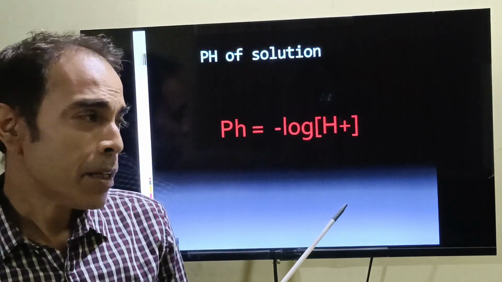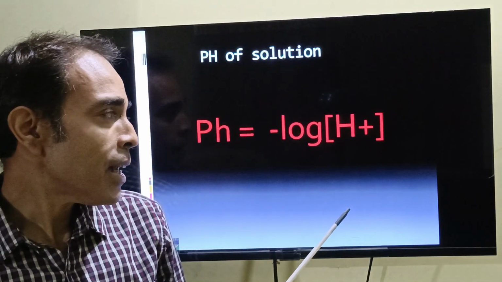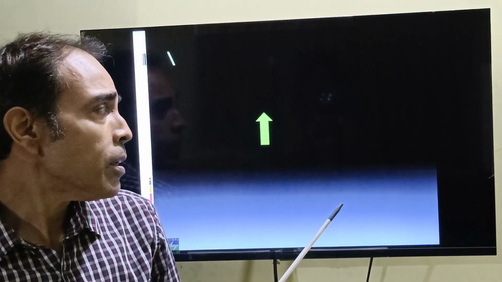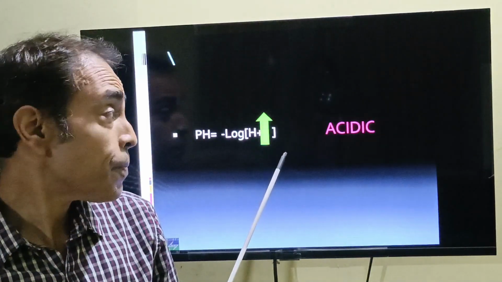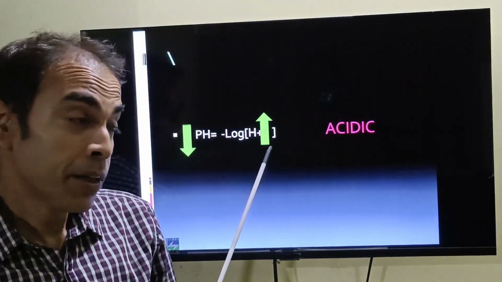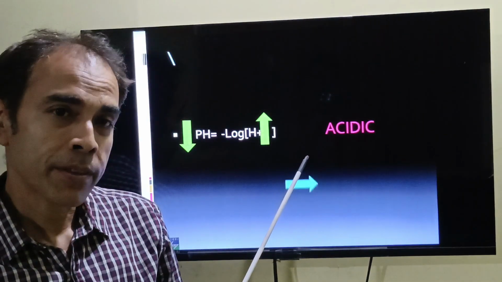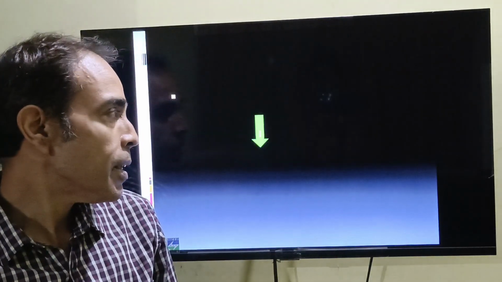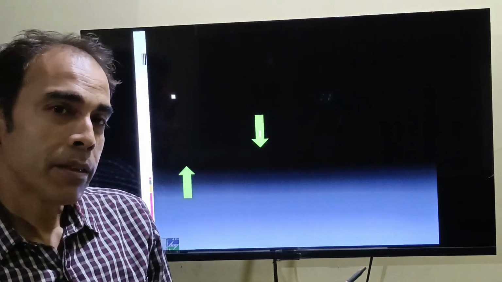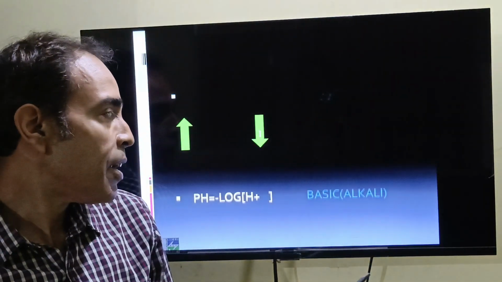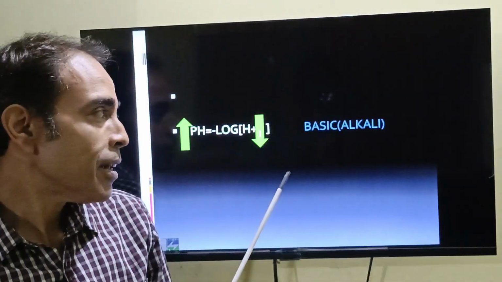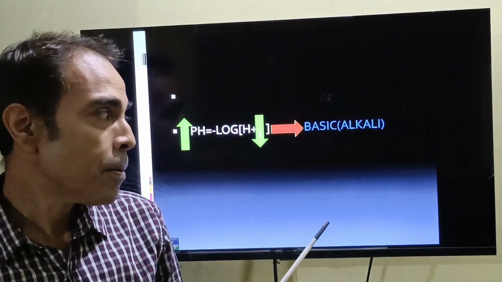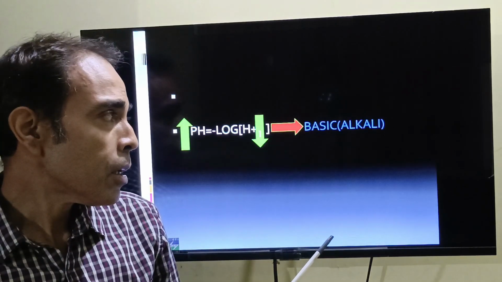So what it means is that when the hydrogen ion concentration increases, the pH decreases, and this solution becomes an acidic solution. And when the hydrogen ion concentration decreases, the pH increases, and this solution becomes a basic solution.